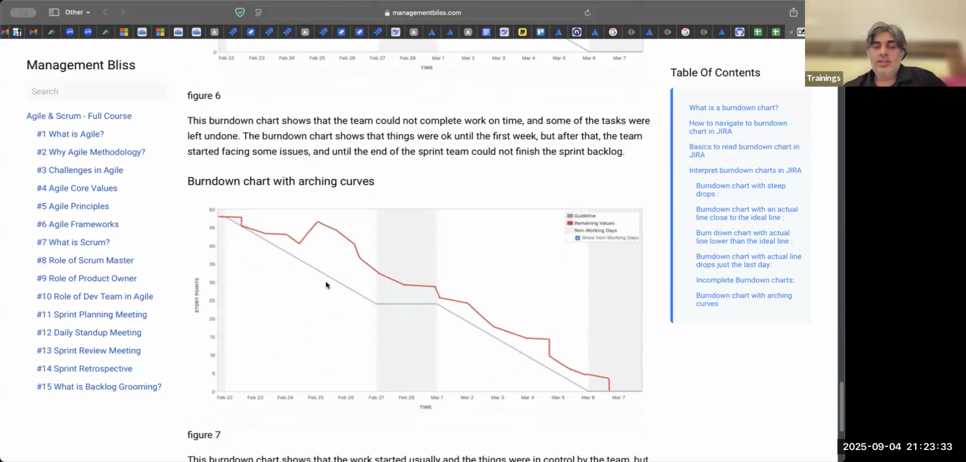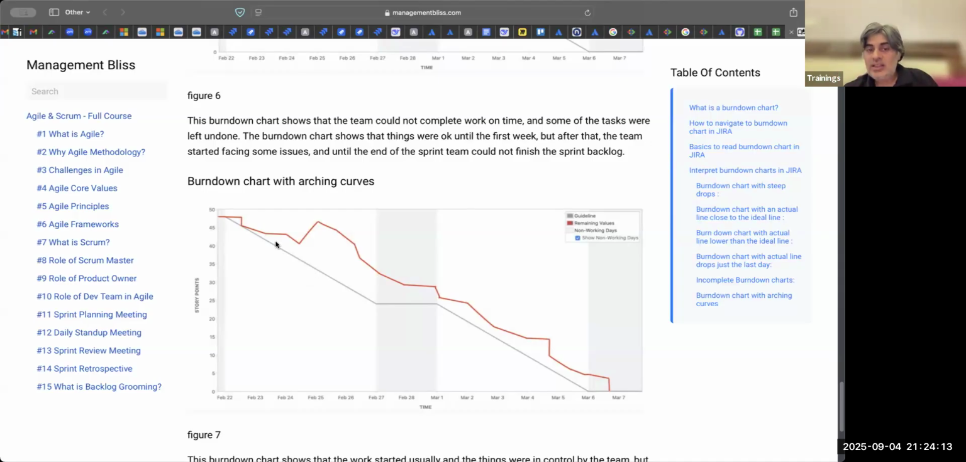Then let's take, now look at this chart. This is the ideal way. If it is below, the team is faster. If it is above, it is slower. This interpretation is clear. A burn down chart is a chart which tracks how much work is pending. It has only one line, a red line, which shows how many story points of work are pending. Then it has another line, which is a gray line. If this red line is above it, the team is going slower than what is required. If it is lower than the gray line, then it is faster than the ideal rate.